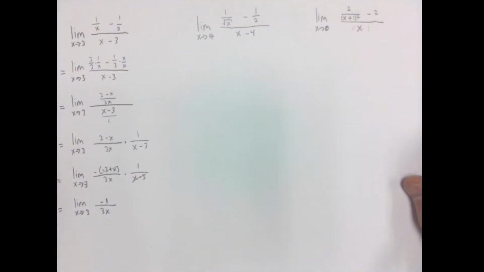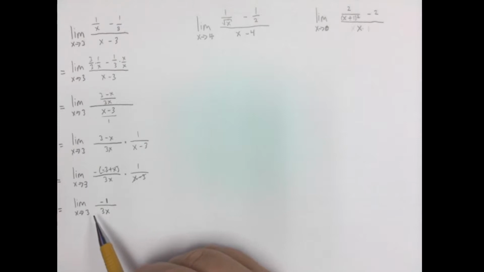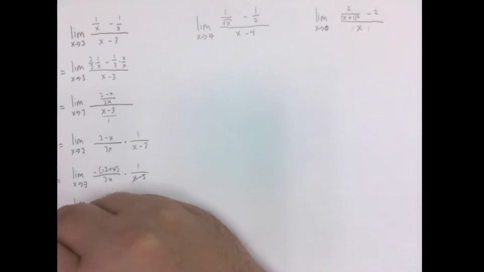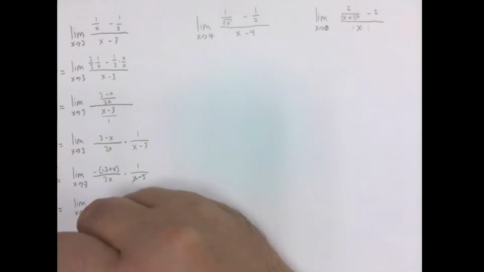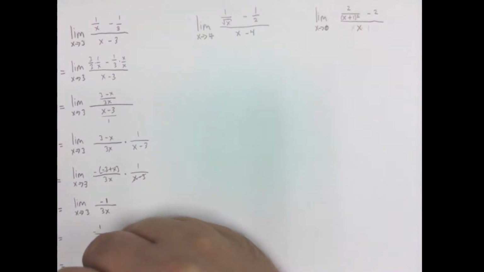So it looks like we are now able to use direct substitution, because now substituting in a 3 does not cause any problems, does not cause division by 0. So we can now substitute, and we can drop the limit notation, because we are now taking the limit, and we hit negative 1 over 3 times 3, which of course is negative 1/9.